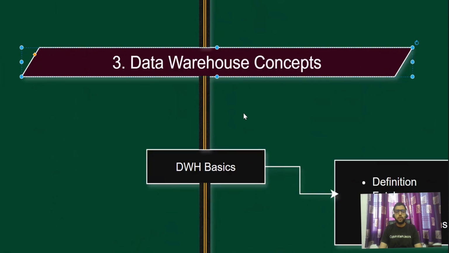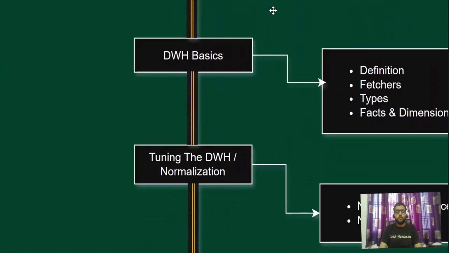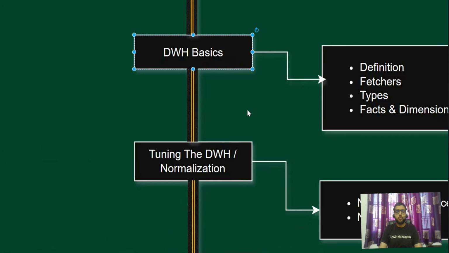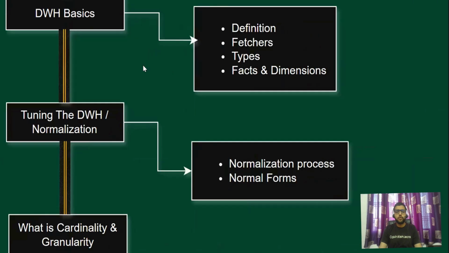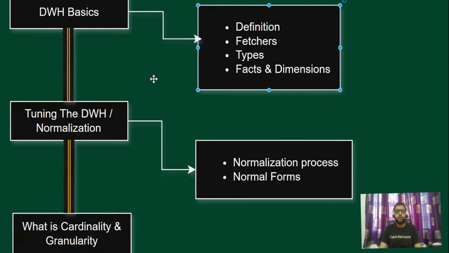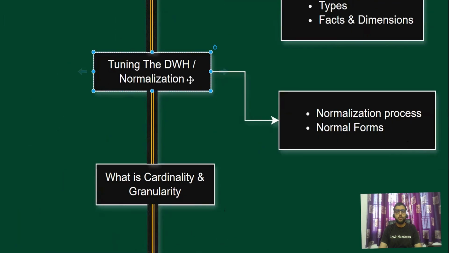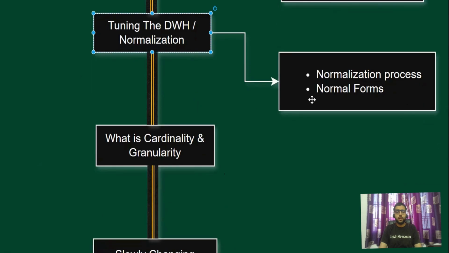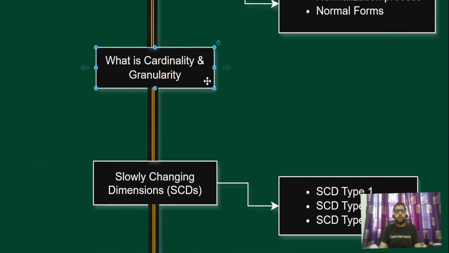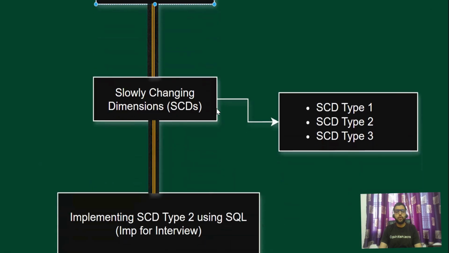Now move on to section number 3, which is data warehouse concepts. Here we will talk about the basics of data warehousing, what the definitions, features, and types are, and what facts and dimensions are. We will talk about how to tune and normalize any data warehouse, what the normalization process is and what the normal forms are. We'll see what cardinality and granularity are.